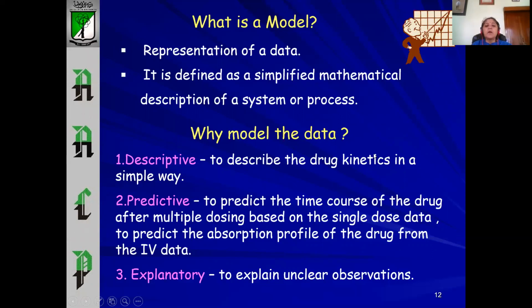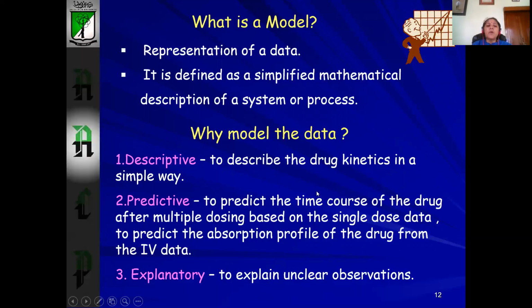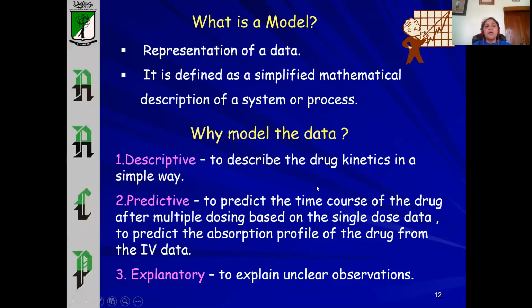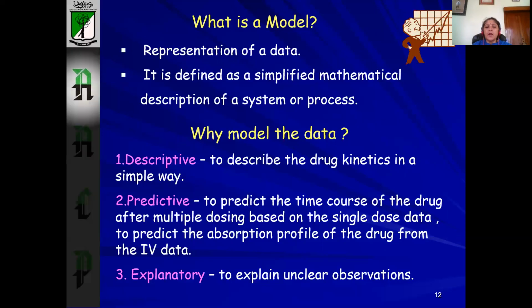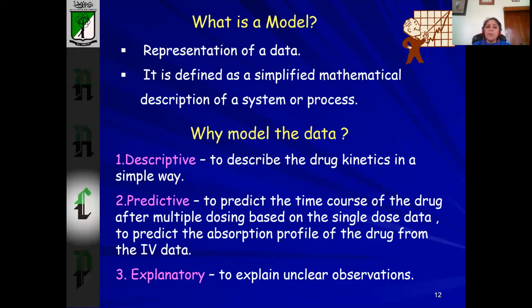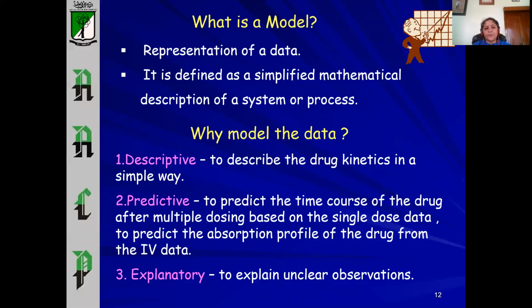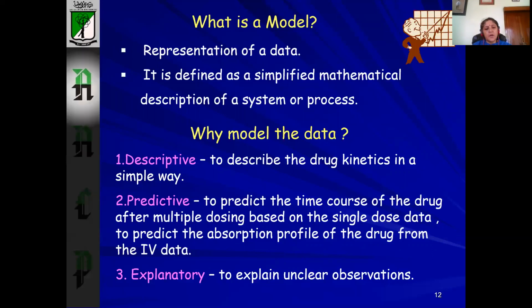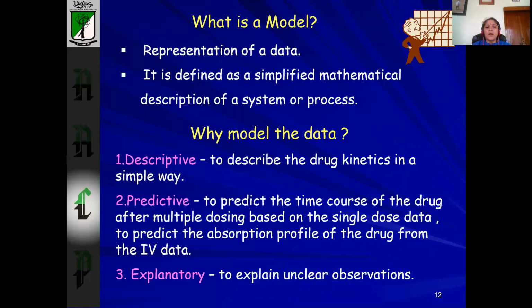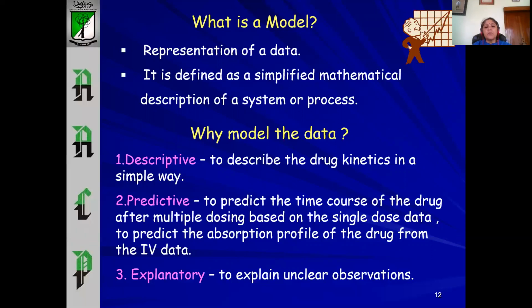Next is predictive. Here we could predict the PK. For example, we can just do a single dose study and we can predict the time course of the drug after multiple dosing based on the single dose data. Also, it is easier to carry out the IV bolus studies in animals. And from the IV data, we could predict the absorption profile of the drug. We could predict the oral data from the IV data.